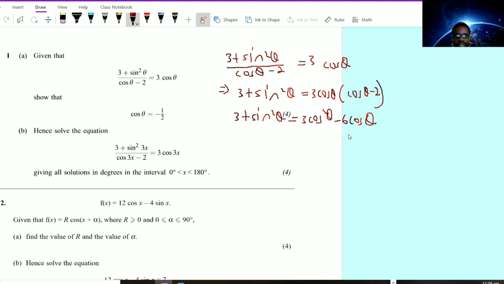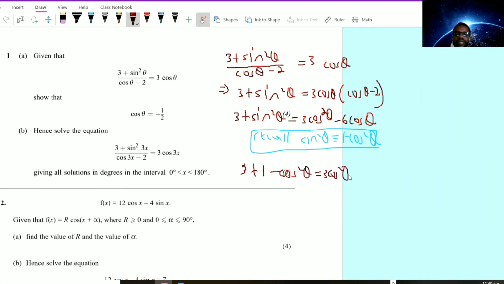All right. Now, one of the things I can do, since I have cos theta, is to change the sine squared theta to 1 minus cos squared theta. So you have to know the identities. So let me say this. Recall that sine squared theta is really equivalent to 1 minus cos squared theta. All right, very important identity here. So what I'm going to do now is replace the sine squared theta with 1 minus cos squared theta. So it's going to become 3 plus 1 minus cos squared theta equal 3 cos squared theta minus 6 cos theta.